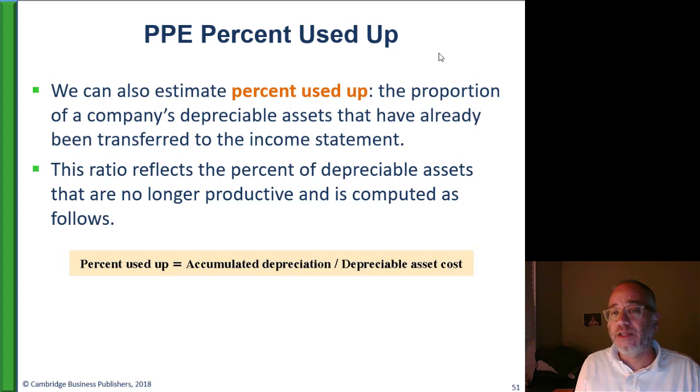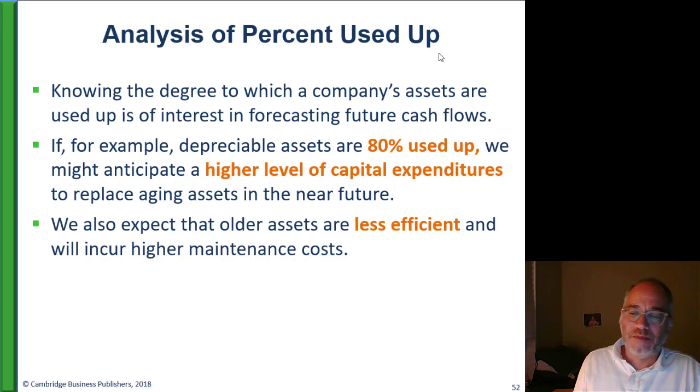A similar measure is PP&E percent used up. This is the percentage of the depreciable assets that have already hit the income statement as depreciation expense. This is the portion of the assets that have already been depreciated and are considered to be less useful. I don't think this measure is very useful, but here it is. Percent used up is accumulated depreciation divided by depreciable asset cost.